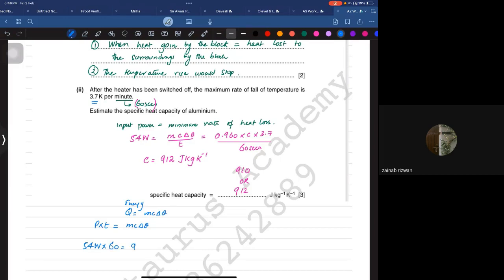Mass was 960 divided by 1,000 because you want to change it to kgs. C, and the change in temperature was 3.7. So you divide it and multiply to find energy. It's the same thing. Do you get it? Salma, is it clear? Okay. So it's up to you if you want to do that. Anyhow, going to the next, let's check it out.